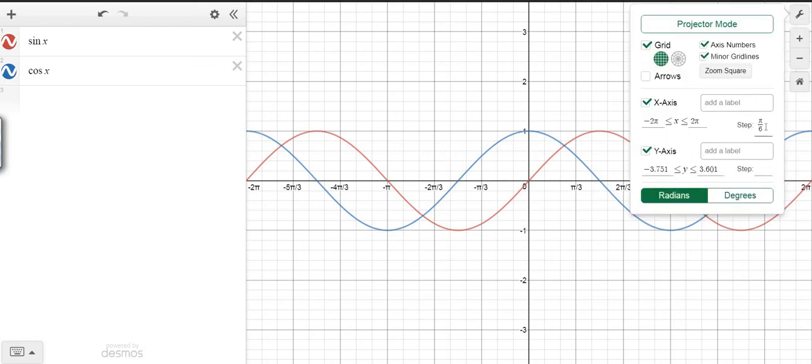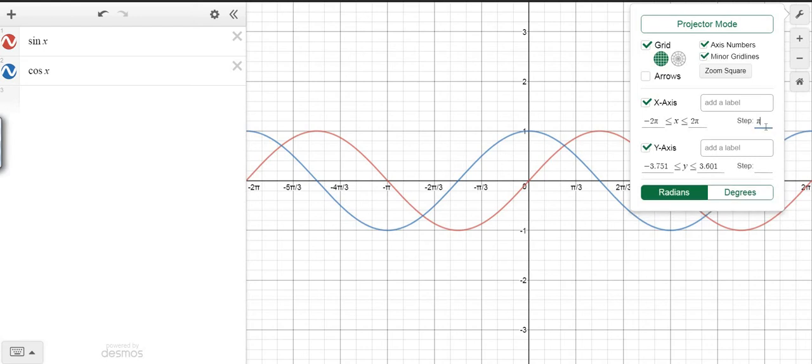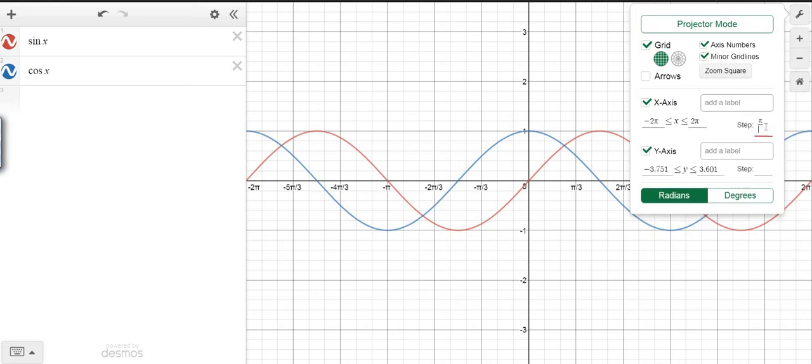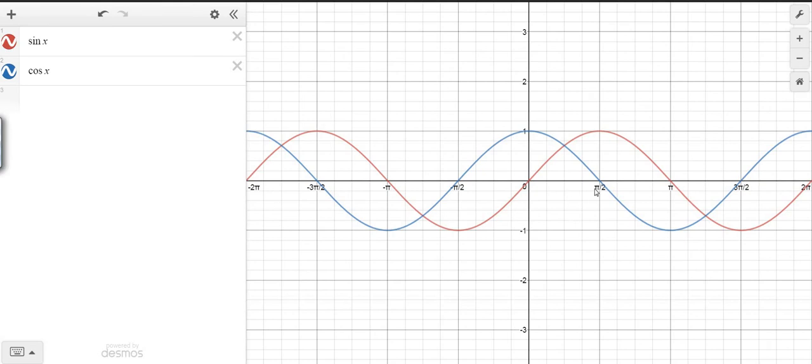Now you could break it down again. Maybe I'll just do pi halves for now, okay? So we got pi halves there, pi, 3 pi halves. Anyway, you can type different things there. That just helps to visualize. Of course, you could change the y-axis as well if you wanted to zoom into this.